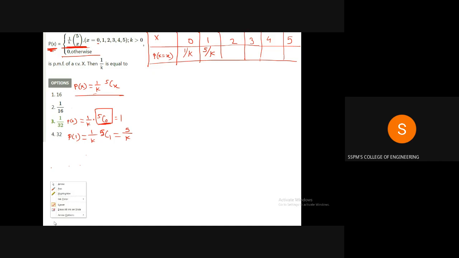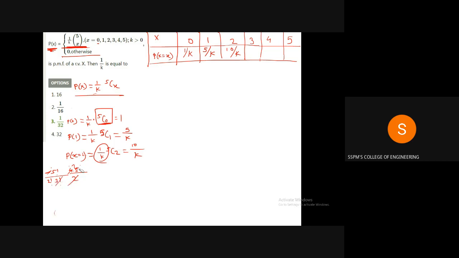Now we will calculate the next value, that is for x equal to 2. The probability of x equal to 2 is 1 by k into 5C2. So 5C2 is 5 factorial divided by 2 factorial into 3 factorial. The 3 factorial cancels out the first 3 factors, so 4 and 5 will remain. So 4 times 5 divided by 2 is equal to 10. So 10 divided by k will be the probability for x equal to 2.